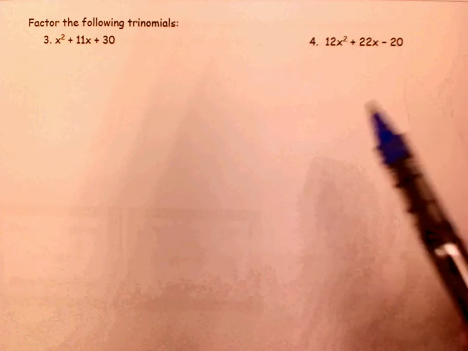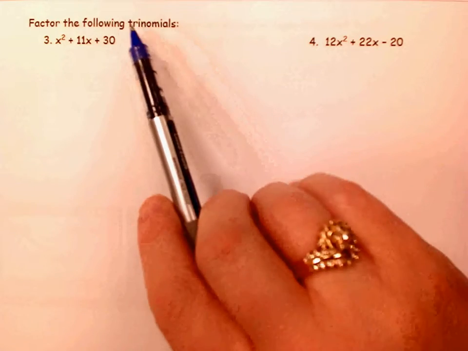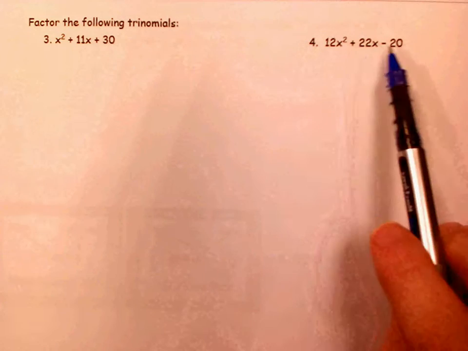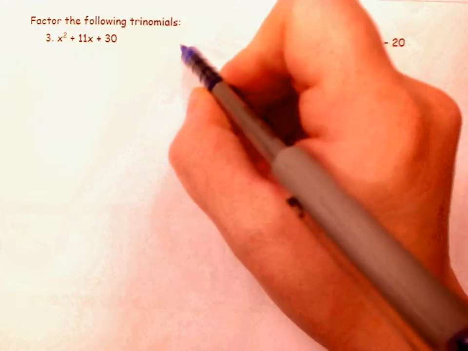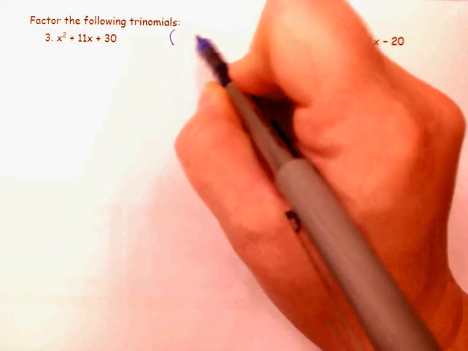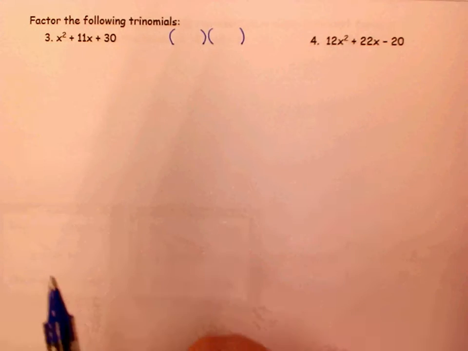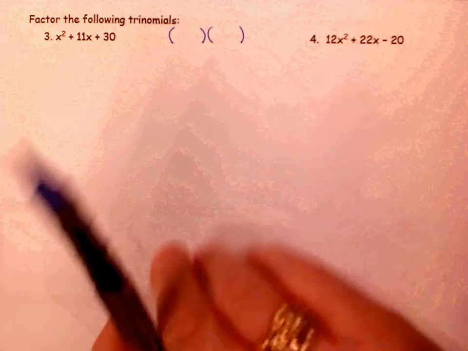On numbers 3 and 4, you're asked to factor the trinomials. So you should know these are called trinomials because there are 3 terms in each of these expressions. When you're asked to factor them, typically if you factor a trinomial, you're going to be getting it into the form where you have a binomial times a binomial. So 2 terms in one parentheses times 2 terms in the other parentheses.